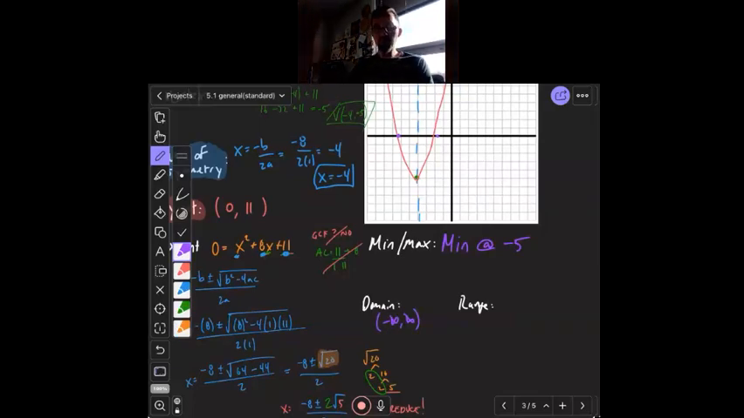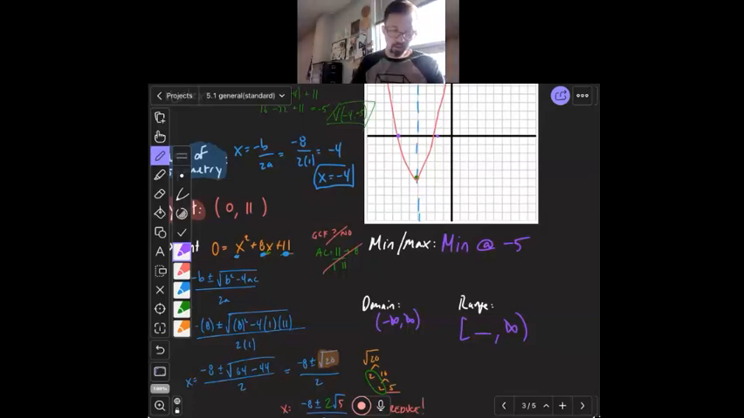What if they ask me the range? Ooh, I've got a little bit of thinking to do now. Does it open up or does it open down? It opens up because a is positive. It means it has a bottom, a lowest value. I need to know a number where it's going to stop, but I know that it'll go up forever. Just by knowing that it opens up, it has to look like that. I just have to figure out what that number is.